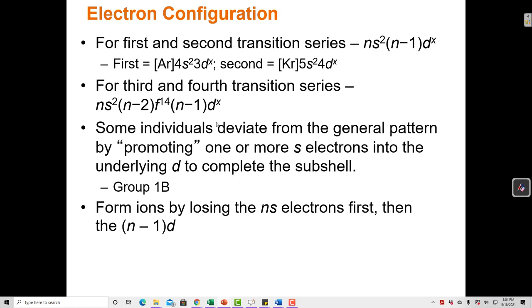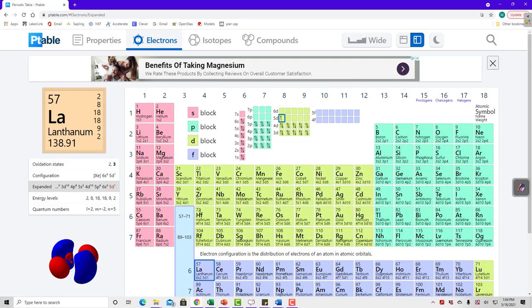So again, we just looked at electron configuration, and the first and second transition series are similar, right? The first has an argon base shell, and then we add 4s electrons and 3d electrons. In the second, we have a krypton base shell, and we add 5s electrons and 4d electrons. In the third and fourth transition series, we start adding f electrons, right?